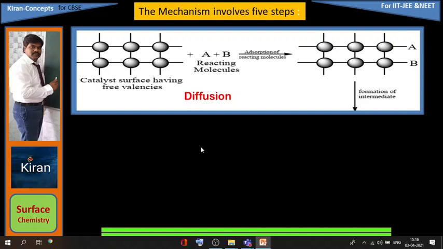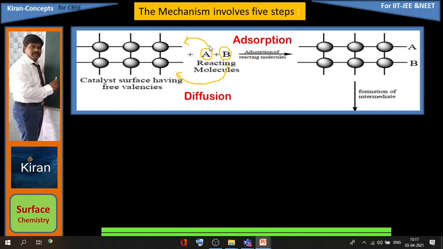Diffusion of reactant molecules. The reactant molecules are these A and B. These want to react with each other. First, these molecules diffuse. Diffusion means moving towards the catalyst. There is a speciality of the catalyst: it attracts these two reactants. These two are not reacting with each other, and that's the reason the catalyst attracts the two reactant molecules. That is called diffusion. First diffusion. Second step is adsorption.